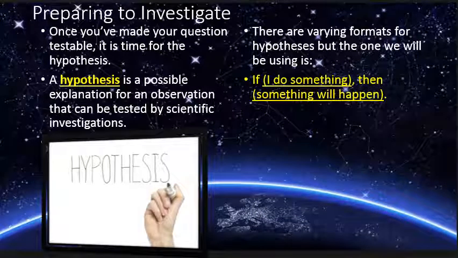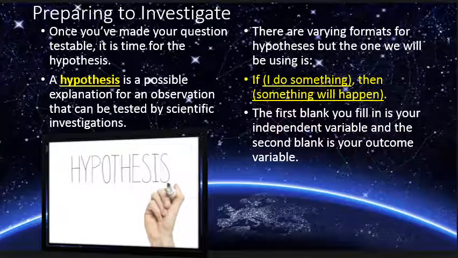It's if I do something, you're going to fill in the I do something, then something will happen. And in this case, the first blank you're filling in, that's your independent variable or your test variable, and the second blank is your outcome variable or your dependent variable.